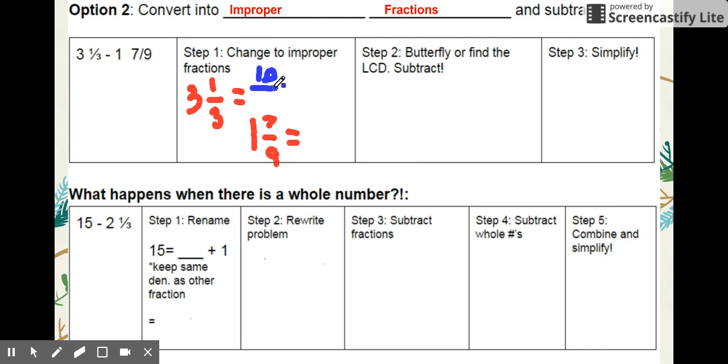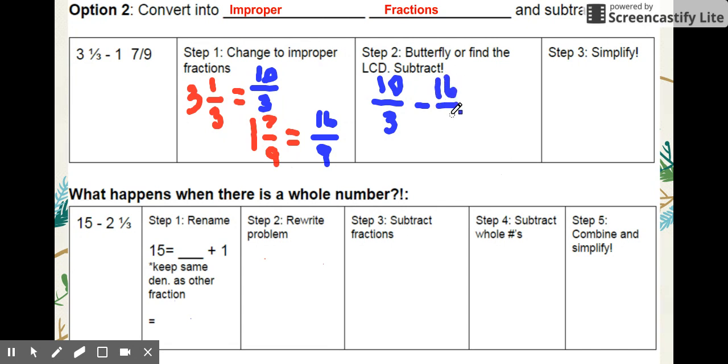And then the other one, 1 times 9 is 9, and then 9 plus 7 is 16/9. So now you have two fractions, and then step 2 for this is just to do the butterfly or to find the LCD to subtract. You don't have to use the shortcut. And we used a shortcut in the first two examples. Well, I guess only in the second one because the first one had common denominators. But for this one, I'm going to use finding the least common denominator.